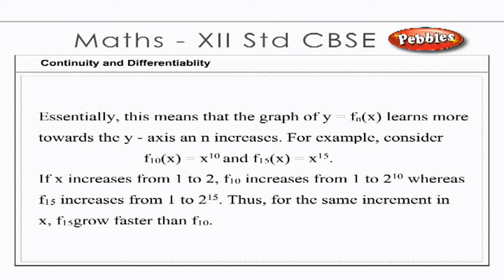For example, consider f₁₀(x) = x¹⁰ and f₁₅(x) = x¹⁵. If x increases from 1 to 2, f₁₀ increases from 1 to 2¹⁰ whereas f₁₅ increases from 1 to 2¹⁵. Thus, for the same increment in x, f₁₅ grows faster than f₁₀.